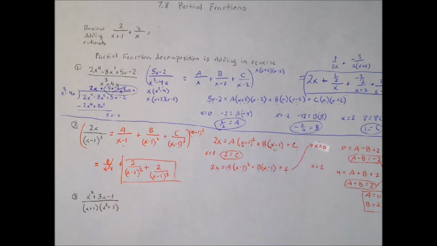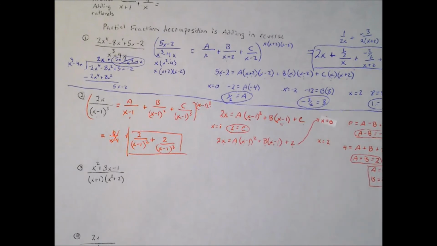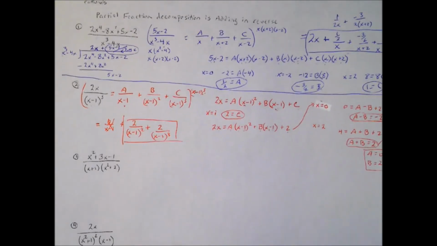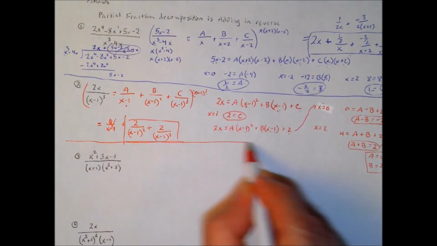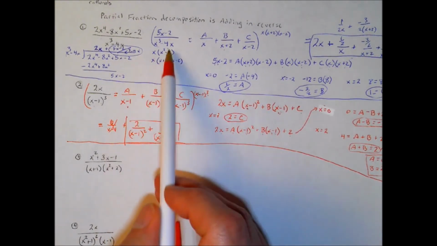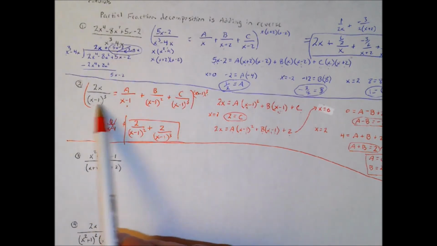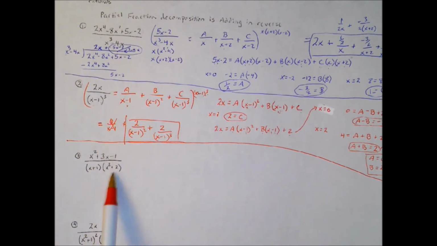Okay, now number 3. Number 3 here, which I'm going to keep getting a little bit different. The first ones we talked about were just linear factors. And then we had linear factors that repeat. Now we have a linear and we have a quadratic. So how are we going to work with this? I'm going to switch to the blue pen again.